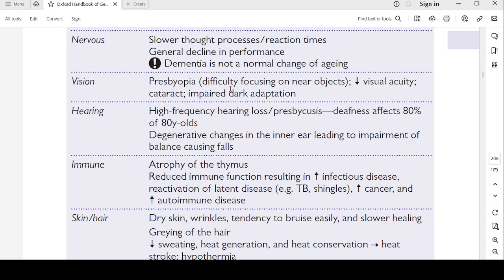Vision: presbyopia, difficulty in focusing on near objects, decreased visual acuity, cataract, impaired dark adaptation. Hearing: high frequency hearing loss, presbyacusis. Deafness affects 80% of 80-year-olds. Degenerative changes in the inner ear lead to impairment of balance, causing falls.